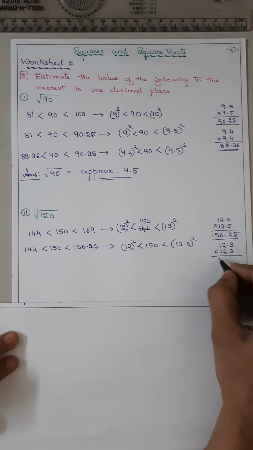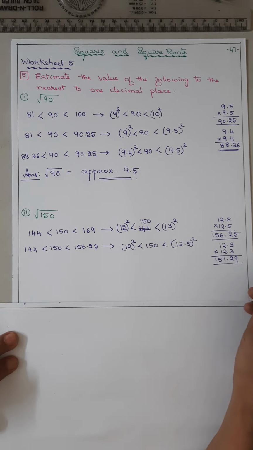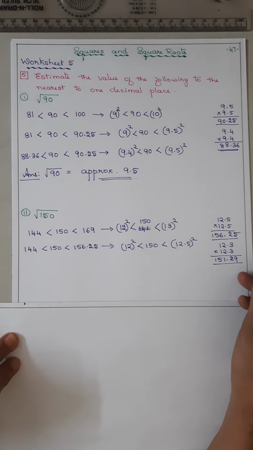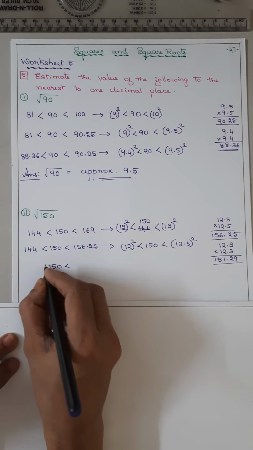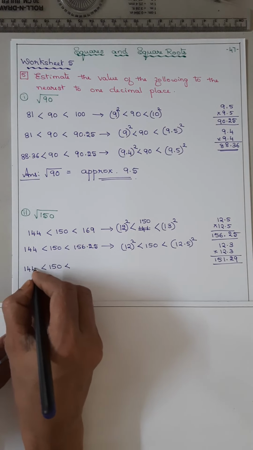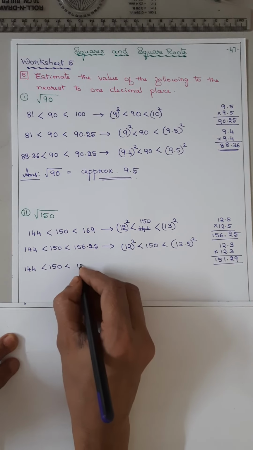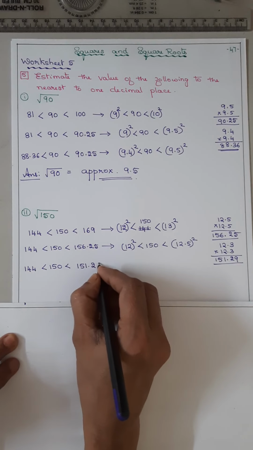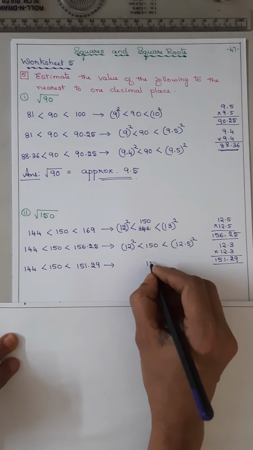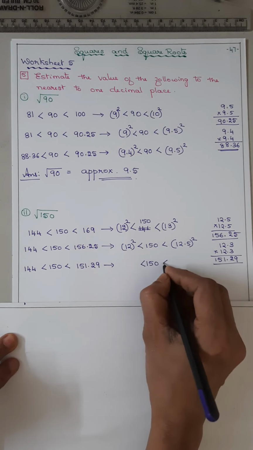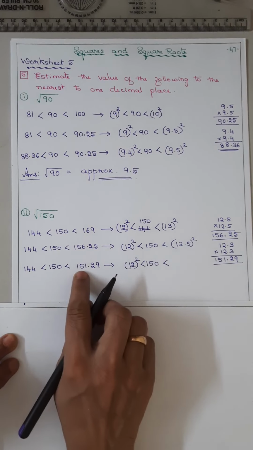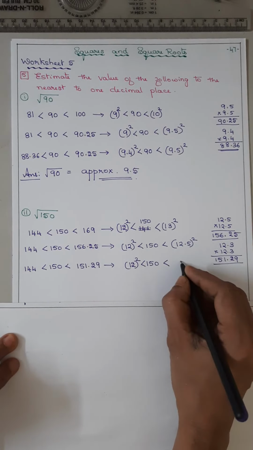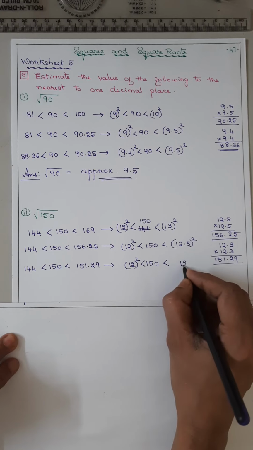So here it comes 151.29. When you multiply, you'll get 151.29. Again, 150 is between 144 and 151.29, which is to the right. That means 150 is between which two squares? 144 किसका है? 12 square. And 151.29, it is 12.3 का है.